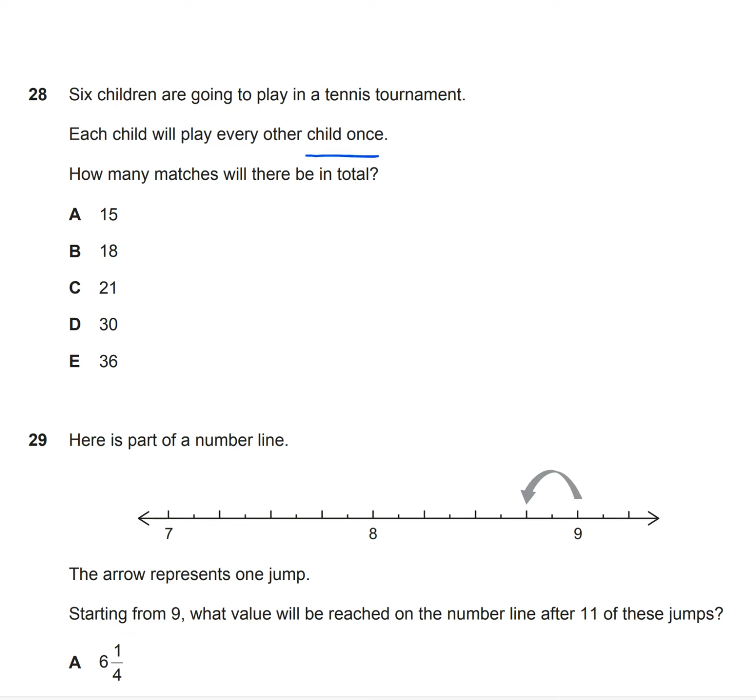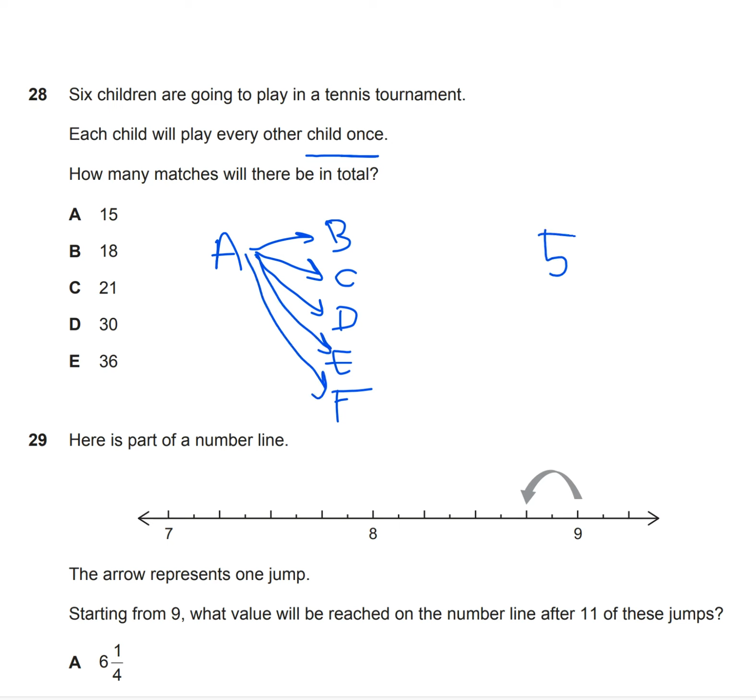Okay, so if I have child A, we have B, C, D, E, F. Okay, that's 6 children. A will play 5 children, right? We have 5 children. Now when it's time for B to play, he's not going to play A again because he's already played A. So B will then play C, D, E, F. So we have 4 more matches.